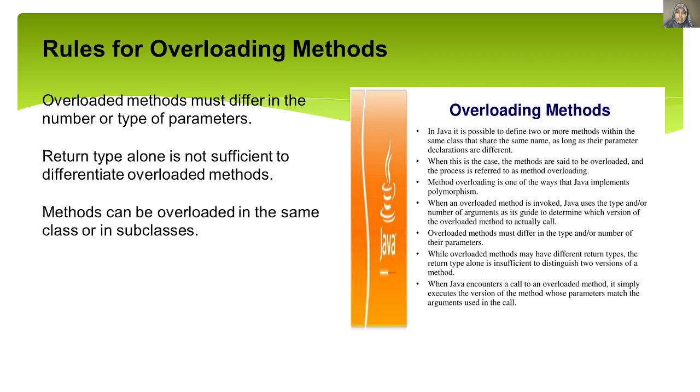Rules for overloading methods. In Java, it is possible to define two or more methods within the same class. When this is the case, the methods are said to be overloaded and the process is referred to as method overloading. Overloaded methods must differ in the type and/or number of their parameters. When Java encounters a call to an overloaded method, it simply executes the version of the method whose parameters match the arguments used in the call.